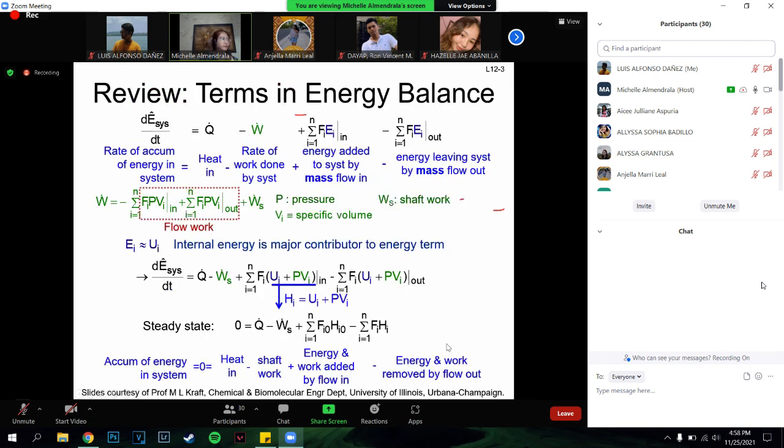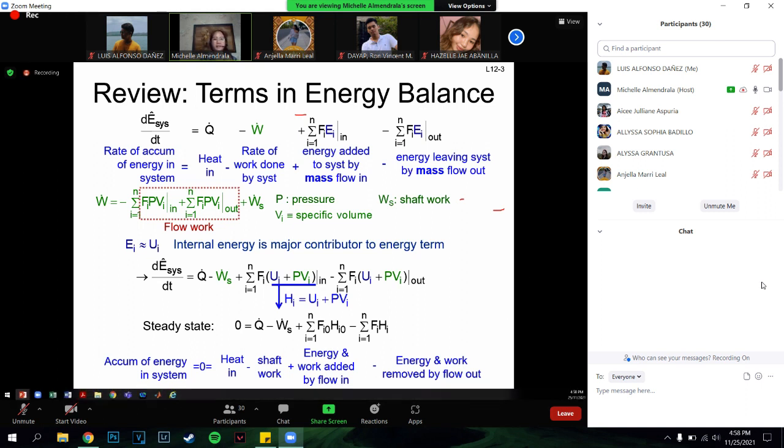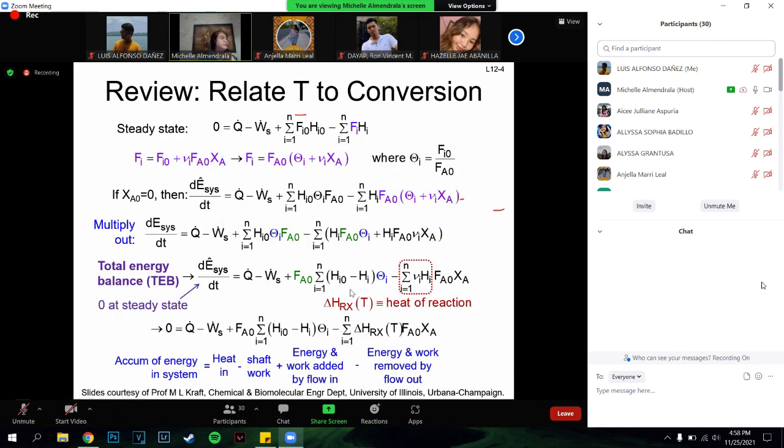Then, reviewing terms in the energy balance again, going back to our derivation. All right, so we have again summarized now our general energy balance. So for the steady state operation, this whole energy balance, the energy of the surrounding that's affecting the system, which is Q and work, plus the energy of the system, which is this.